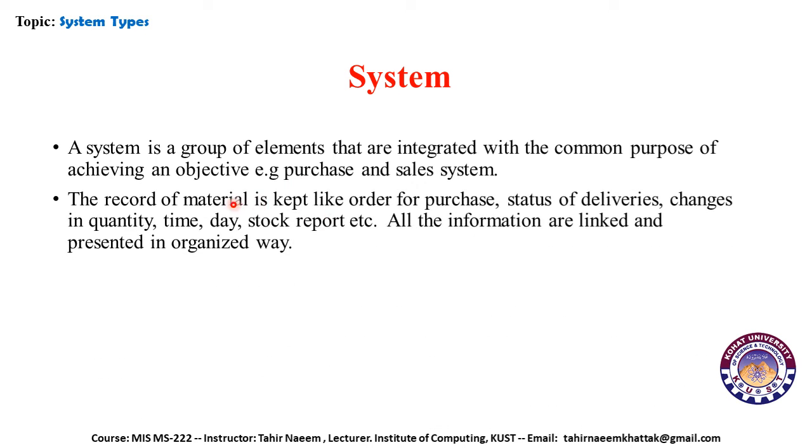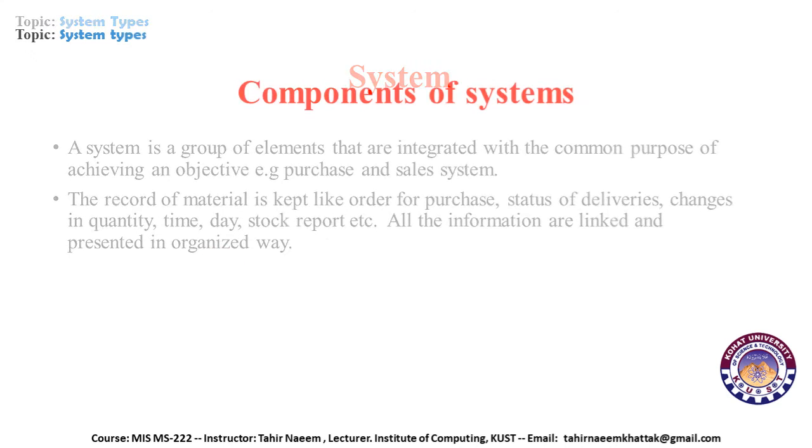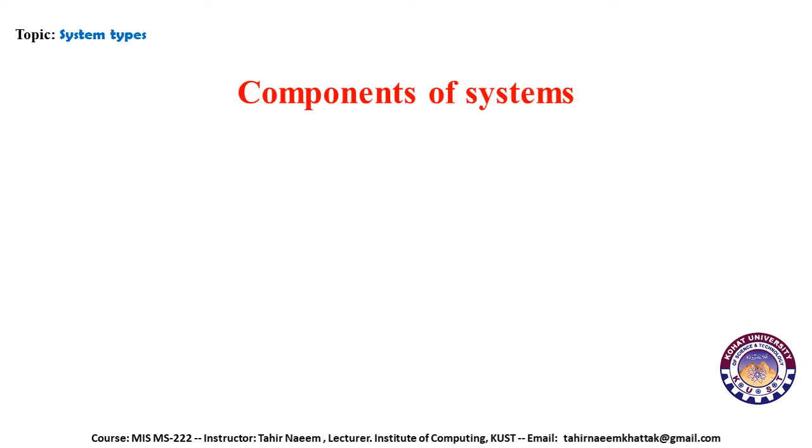The record of material is kept in a sales and purchase system, like orders for purchase, status of deliveries, changes in quantities, changes in time, changes in day, stock report, etc. All the above mentioned information is linked and presented to the user in an organized way. So we will discuss components of the system.